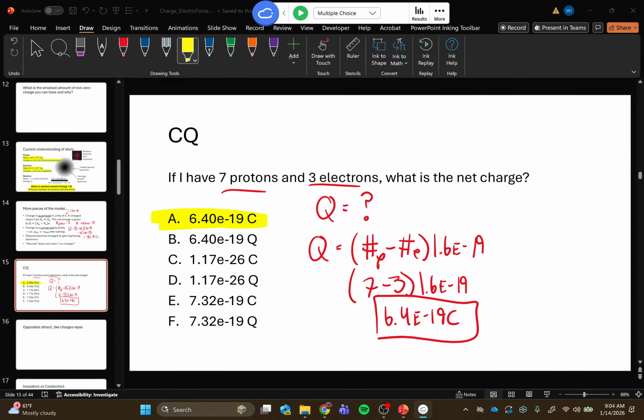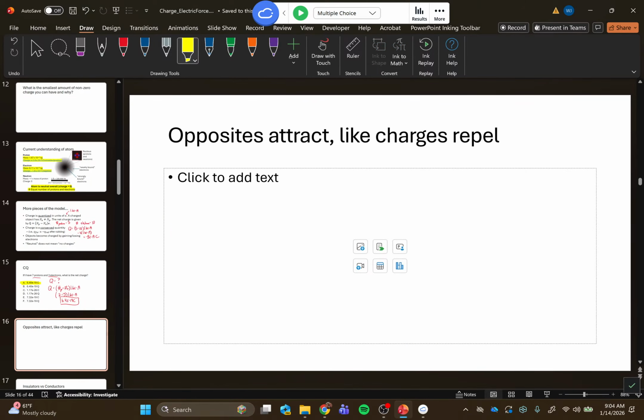Net charge, super simple. Okay, opposites attract, like charges repel. This is an observation of reality. Why do charges do this? Because that's how the world works. This is just one of those laws. How do we know this is true? You're going to do a lab on it this coming week. So you'll get to see it, you'll get to discover it in the lab the same way they discovered it 100 years ago.